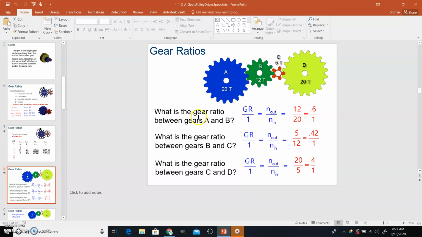Okay. What is the gear ratio between gears A and B? So it looks like we have gear A, gear B, and it looks like we have 12 over 20, which equals 0.6 over 1. So basically you're just doing a little bit of division here, so no big difficulty there. That should be pretty self-explanatory.